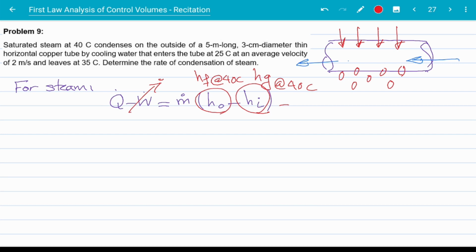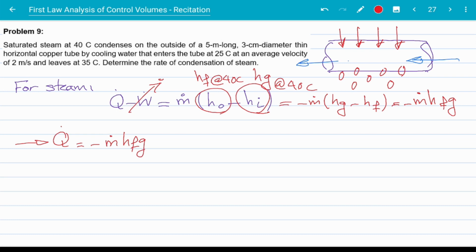I can play with this equation a bit more. It will be minus m dot times h_g minus h_f. Now, h_g minus h_f is h_fg. So this is minus m dot h_fg. We have already heard that h_fg is called the latent heat of phase change or vaporization. Here you can see that that's actually true. So Q dot of the steam is going to be minus m dot h_fg.